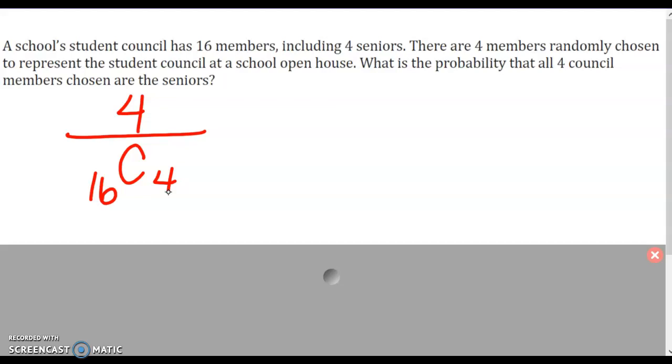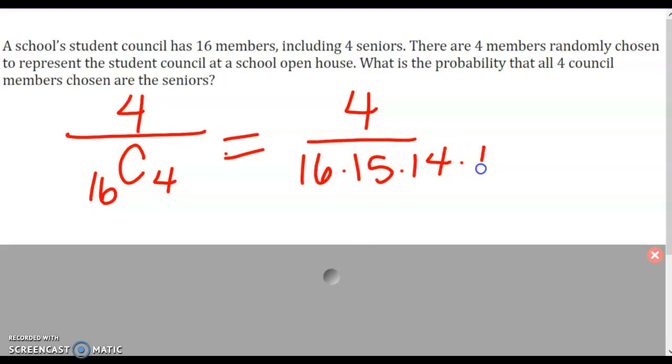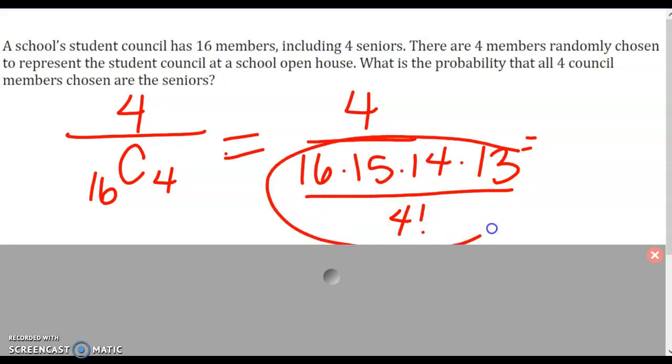So I need to figure out my combinations. Now if you remember with combinations, we have our 4 on the top, and I start with 16, and I only care about the first 4. So 16 times 15 times 14 times 13, and then I have to divide by 4 factorial, which is 24. So if I work all of this out together, it's going to give me the denominator of 1820.